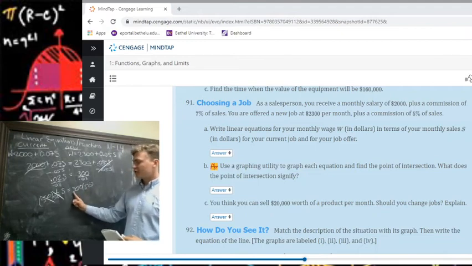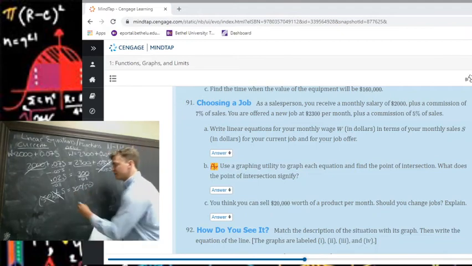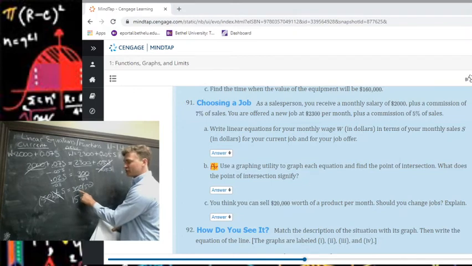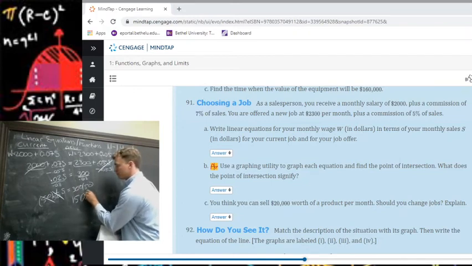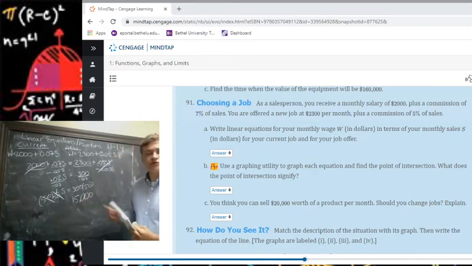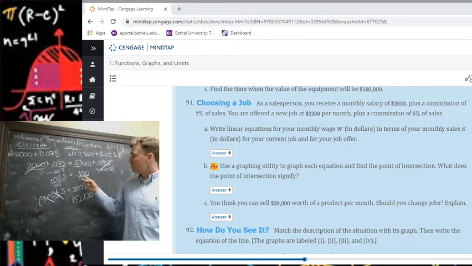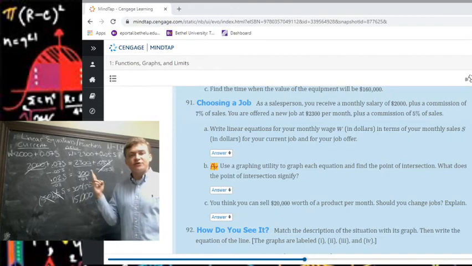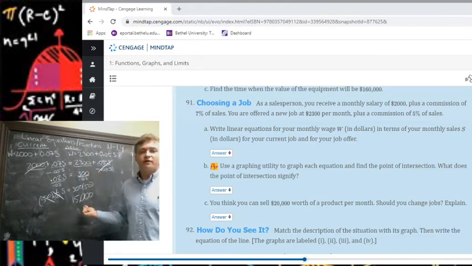300 times 50, 3 times 5 is 15. How many zeros do we have? 1, 2, 3. So whether you multiply 300 by 50 or go ahead and do 300 divided by 0.02, they want to know how many times can 2 pennies go into 300? 15,000 times.